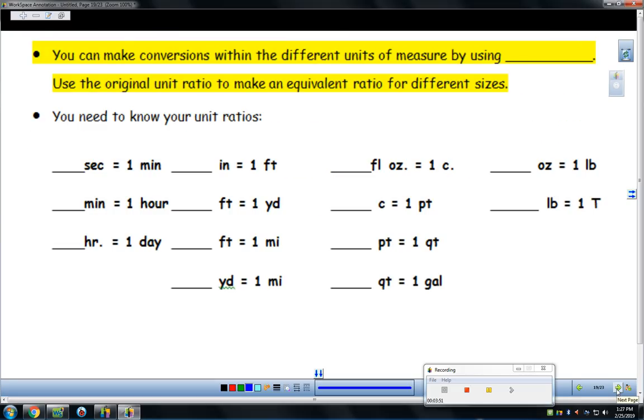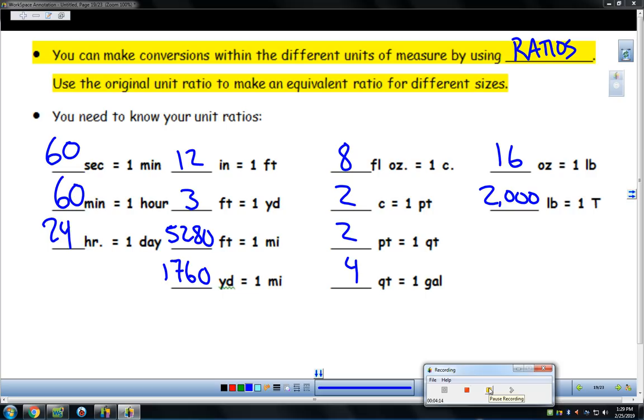So you can make conversions within the different units of measure by using ratios, which is what we're going to talk about for the rest of this video. So we use the original unit ratio to make our equivalent ratio for different sizes. Here are some unit ratios you will need. Again, pause the screen, see if you can fill any of these in. Hopefully you knew some of those from the past, but if not, get them all filled in.